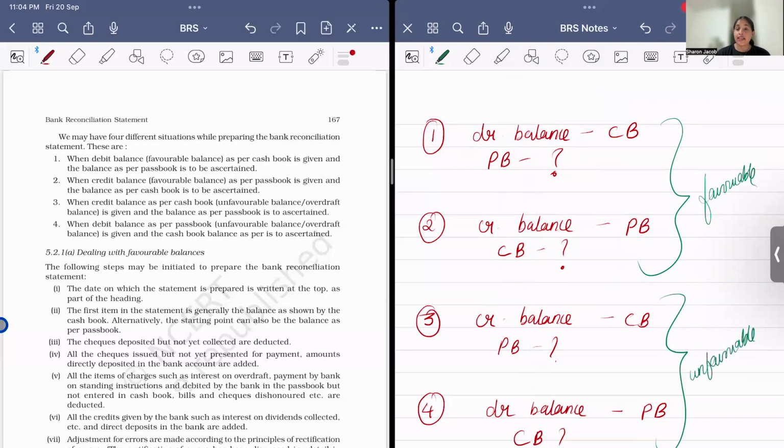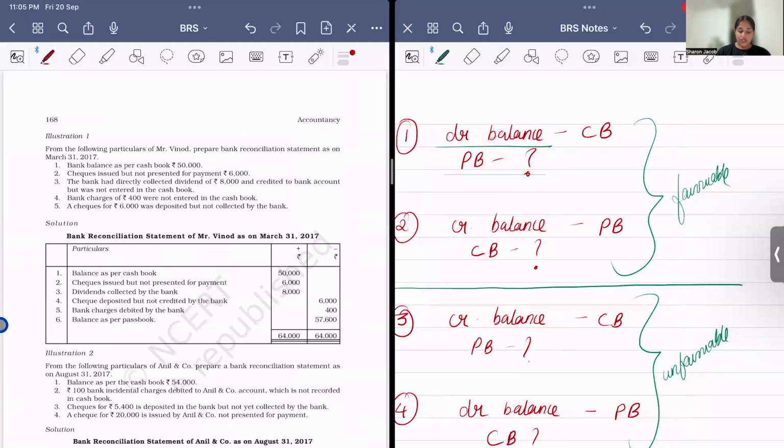So I think I had told this before. We start with one balance and we reach the other balance. Now, dealing with favorable balance, whether or not we are now, there are four categories. We will use the same logic everywhere. It will differ a little bit between favorable and unfavorable, but otherwise we need not go through whatever is given over here. Let's start with illustration 1.